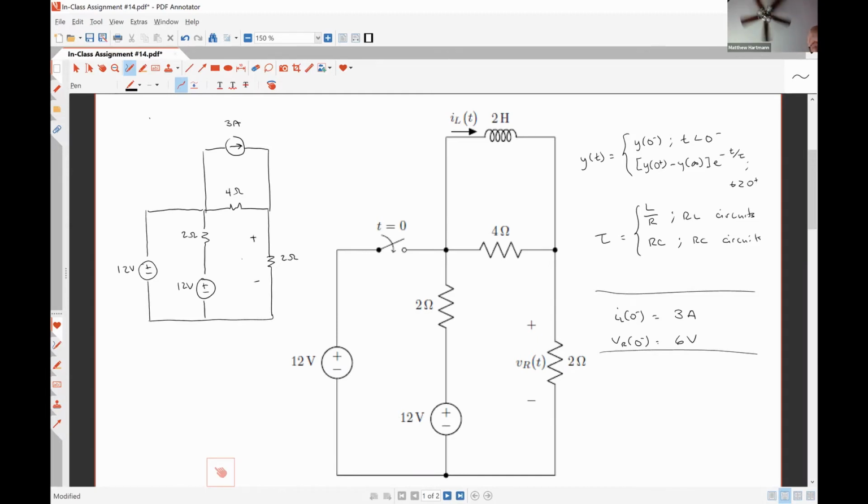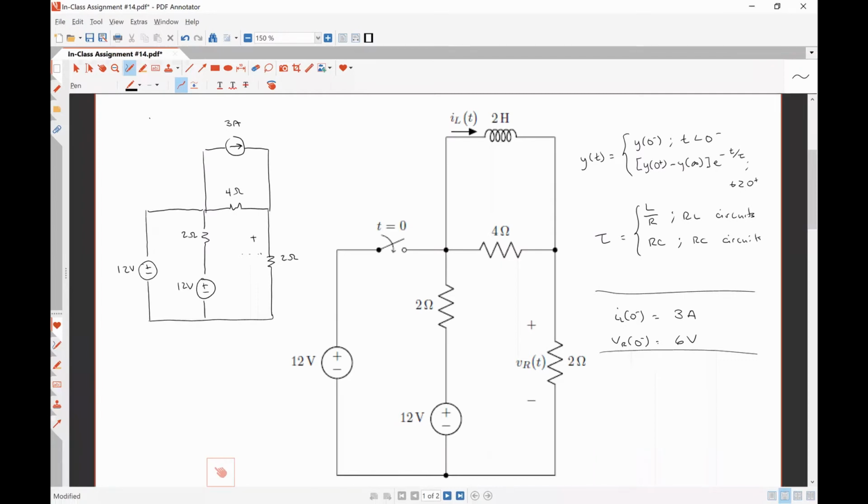So here is our voltage VR at 0 plus. We know for a fact that IL at 0 plus has to continue being 3 amps. How are we going to figure out what VR at 0 plus is? It should be the same thing. So I would argue that our circuit has changed significantly enough that we cannot guarantee that 3 amps of current is flowing through that rightmost 2 ohm resistor.